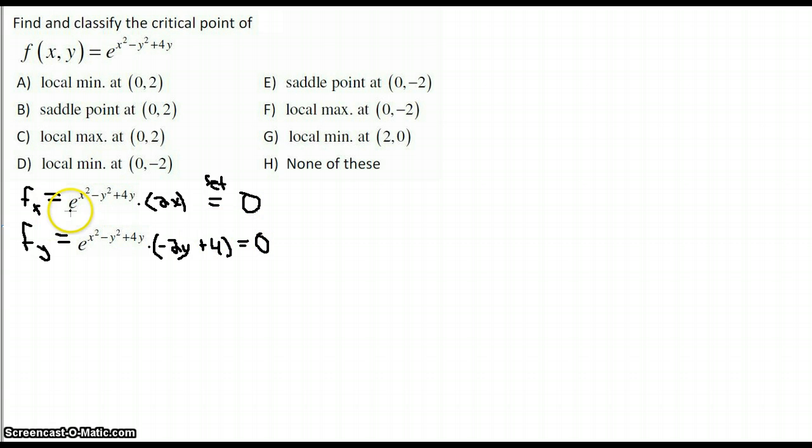Now the exponential is never 0. So if the partial derivative is going to be 0, it's going to have to come from the other part that's multiplied by that, which is 2x. And so that means that x is 0.